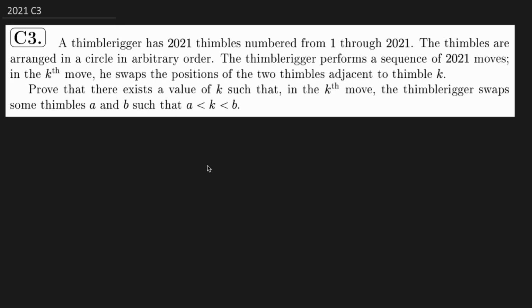In this video, we will be solving 2021 C3. The problem goes, we have a circle and 2021 thimbles arranged around the circle. And the Thimblerigger performs a sequence of 2021 moves. In the kth move, he swaps the position of the two thimbles adjacent to K.